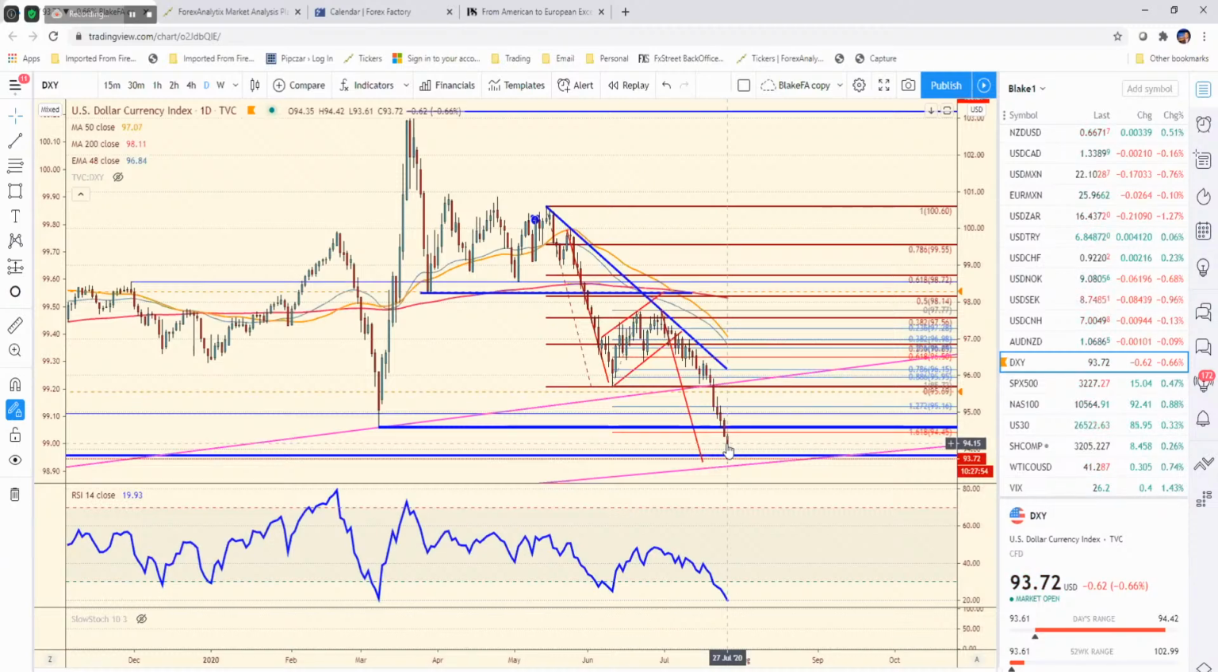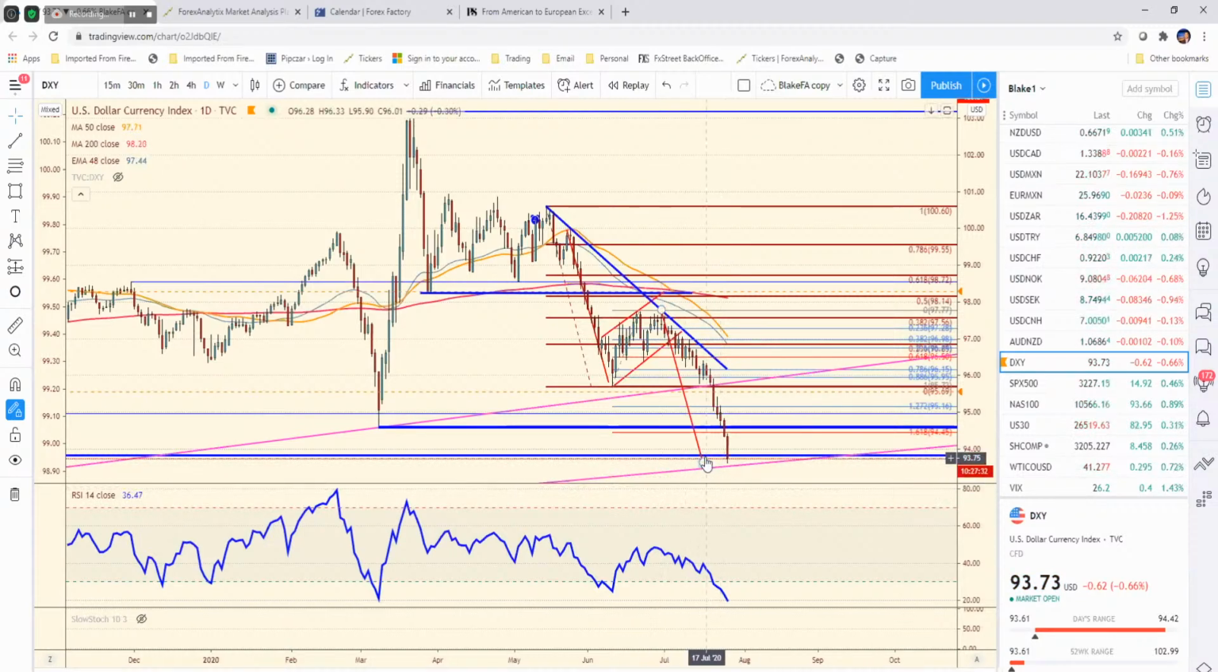So if you guys are thinking at this point that this is where the dollar bounces, and the euro comes back to 1.12, I don't think that's the case. I don't really think that's the case.